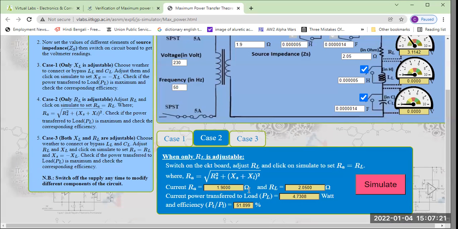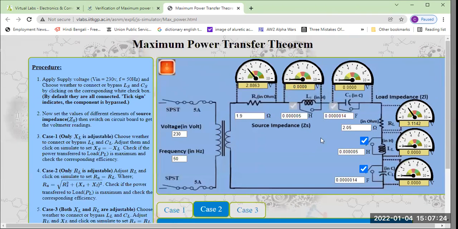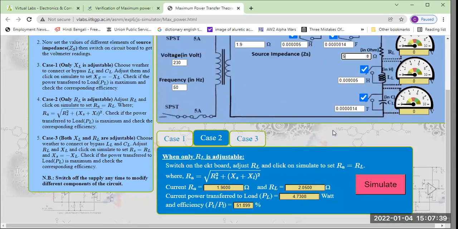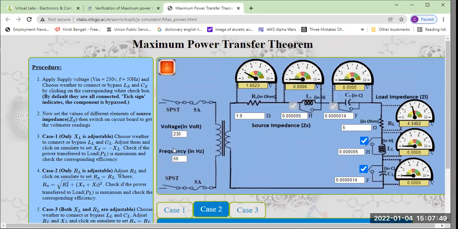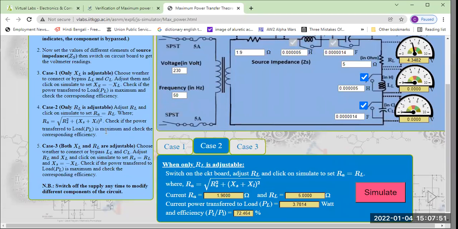The load is 4.7308. Again we are performing this, just the load is varying. Look, this is 4.56, or I am going abruptly to 5. Okay, then again simulate it. Yes, the efficiency is 72.464.